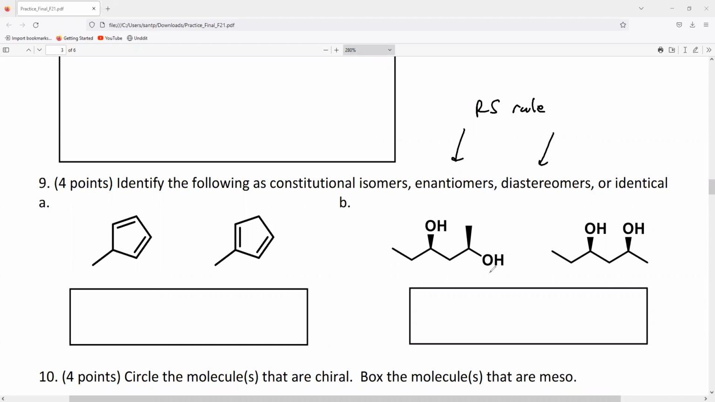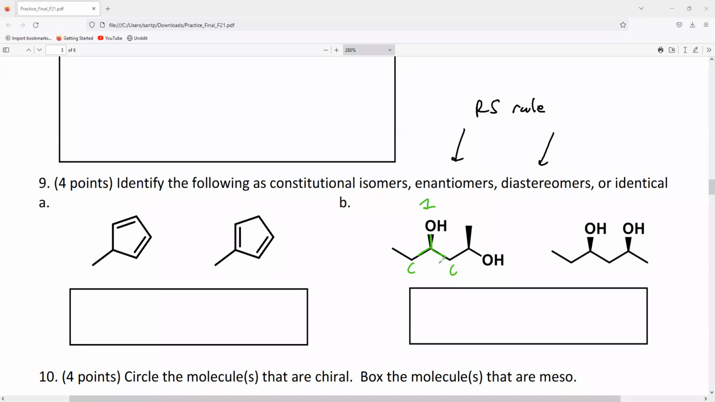I'm not very good at 3D manipulation. So what I can just do is assign R and S and evaluate what that means, what relationship those two molecules will have. For example, if I look at this molecule, I have this center here where I have an oxygen, a carbon, and a carbon. Oxygen automatically wins, right? It's the heaviest.